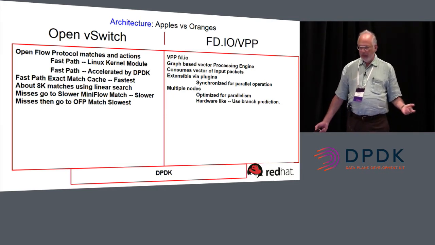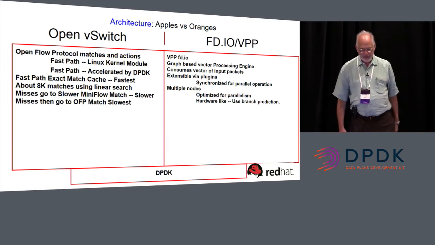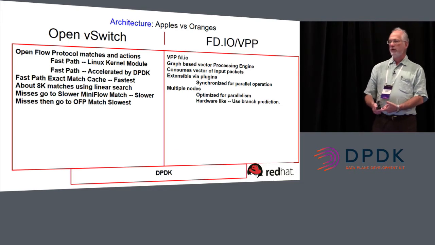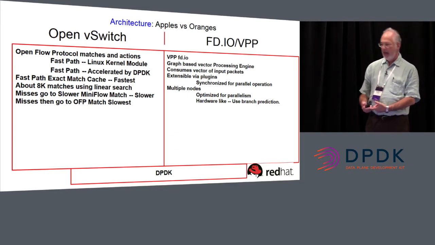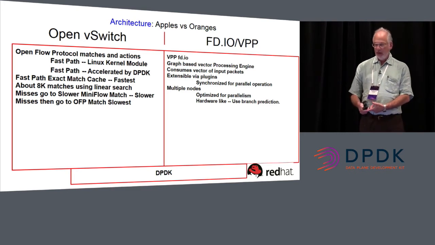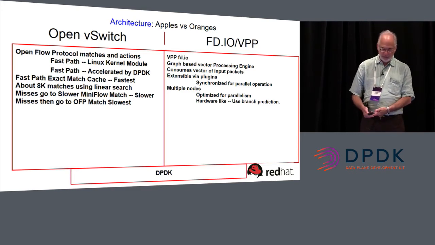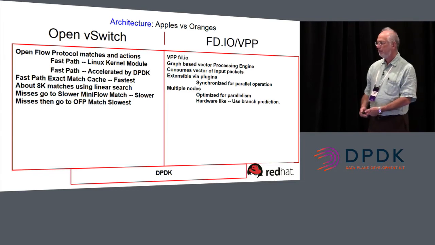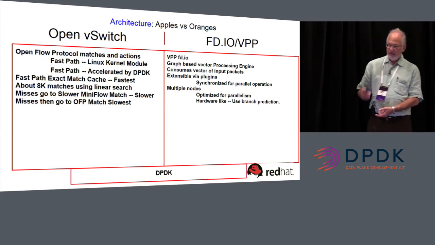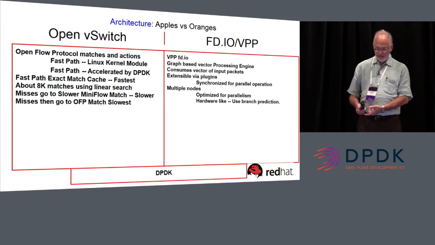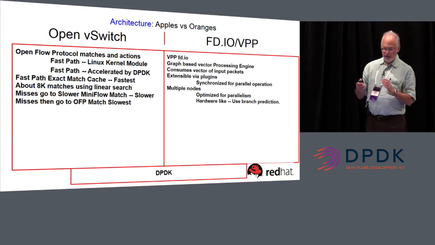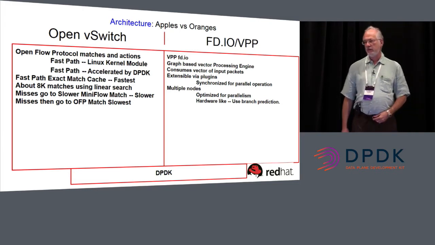So the architecture again, and I touched on this earlier. Open vSwitch is based on OpenFlow, and OpenFlow, of course, has a concept of matches and actions and tables internally. It has a fast path, which traditionally was the Linux kernel module, and now a fast path through the NetDev interface accelerated with DPDK. The fast path has an exact match cache. If you can stay in the exact match cache, you'll get blindingly fast performance.